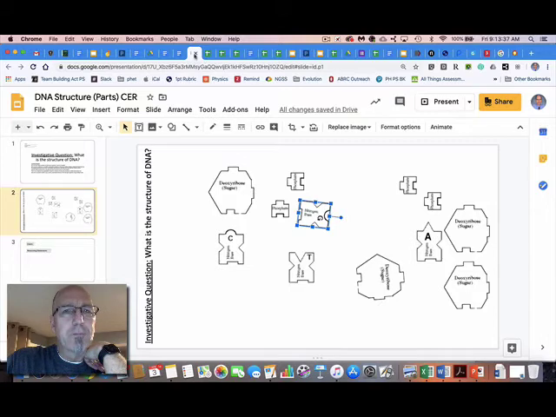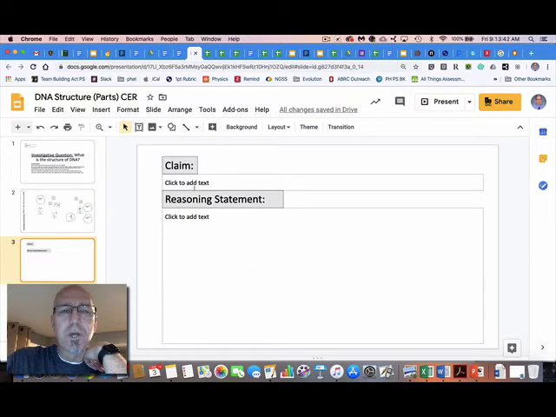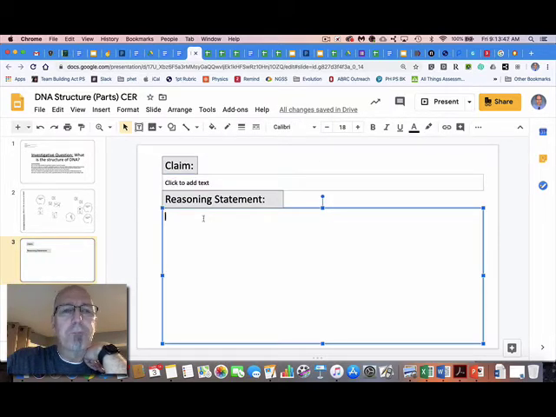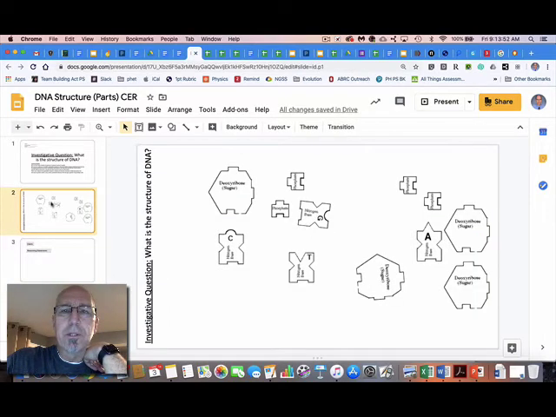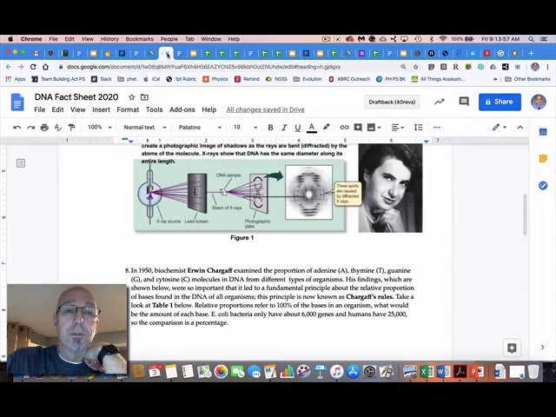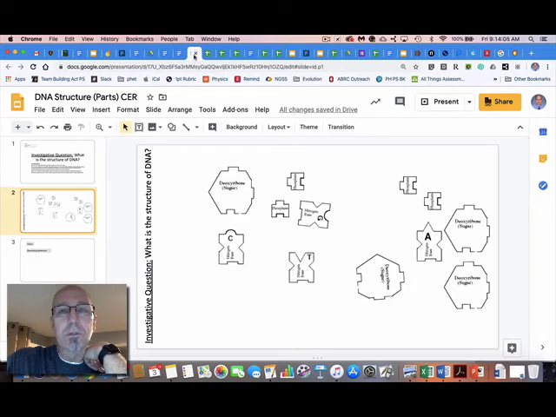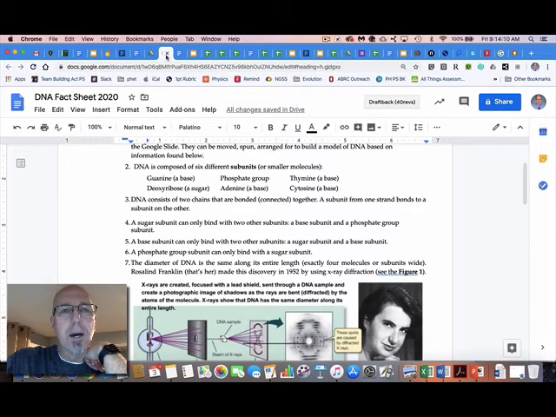All right, so that's kind of the nuts and bolts of how to make your model. And then you've got this business here. So your claim is going to be, I think the model looks like this. And then the reasoning statement, here's where you're going to go back and say, well, the reason the model has this shape is because when you put these things together, there are some rules. Here are the rules right here. So that will help make your description in your reasoning statements. The reasoning statements really, you need to rely on the DNA fact sheet to help with that.